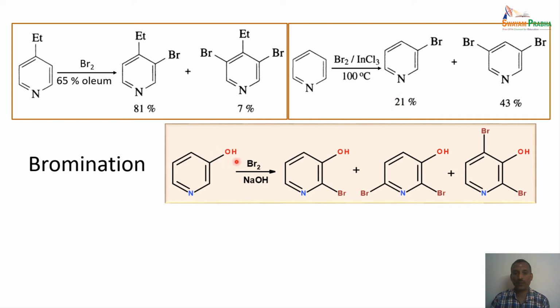On the other hand, if we have an electron donating hydroxy group on the pyridine ring, in this particular case we have various products. One is the ortho product. This is the ortho para substituted product. This is the diortho derivative. So all the 3 types of bromination take place when there is an electron donating group on the pyridine ring.